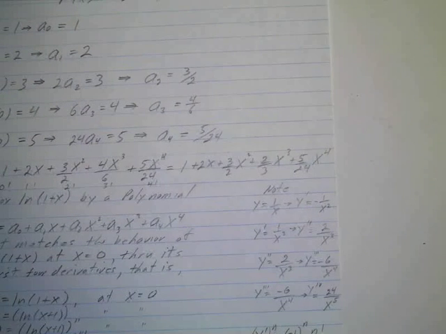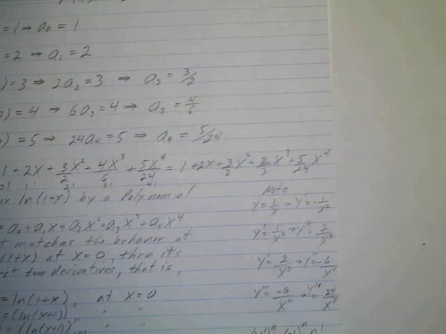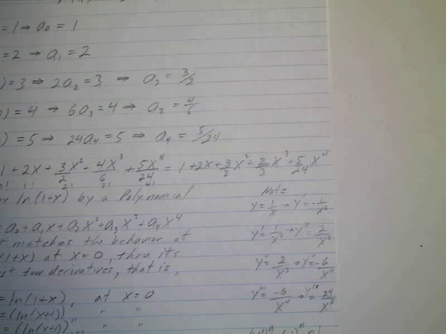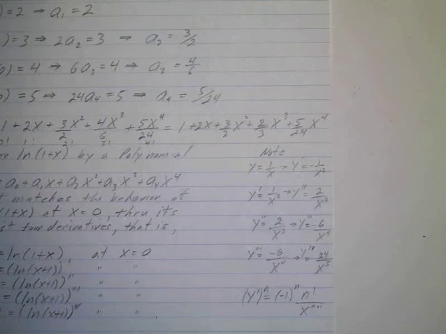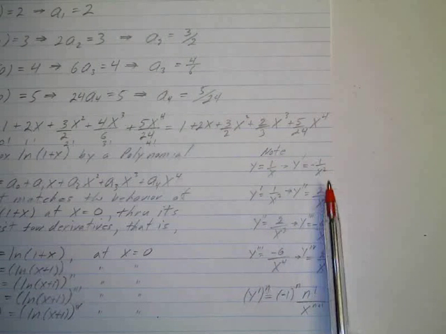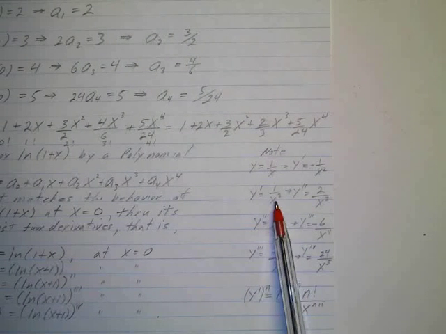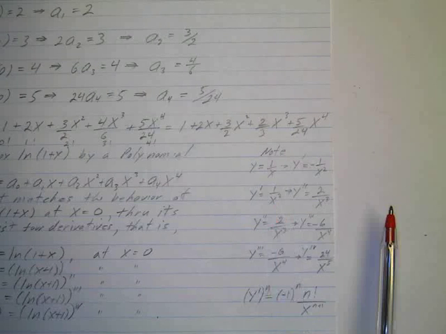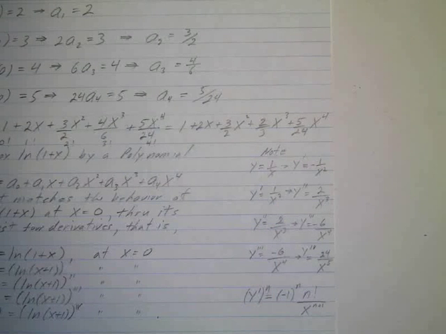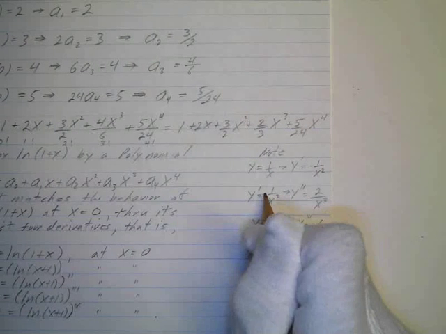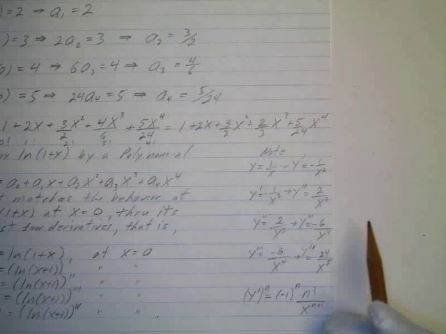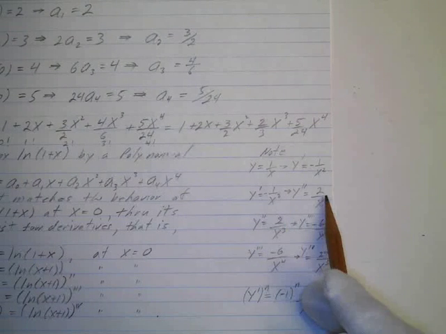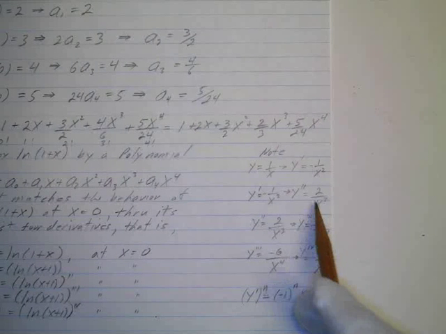I think you can see that over here. It's kind of faint because it's in pencil. But anyway, if you take a look at this, we know that if y equals 1 over x, y prime is negative 1 over x squared. If y prime is equal to negative 1 over x squared, if I take the derivative of that, I'm going to get positive 2 over x cubed. And you can work that out, but that's what it works out to be.